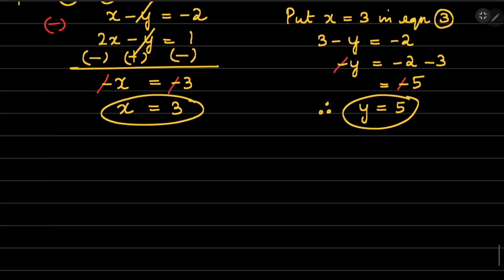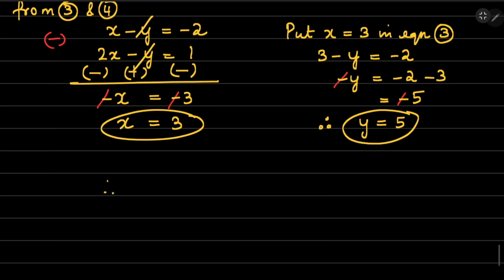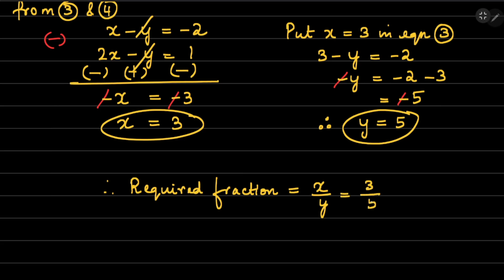Okay, so when you know x and when you know y, therefore you can write the required fraction is nothing but x by y, which is nothing but 3 by 5. That is your required fraction, and that's your answer.